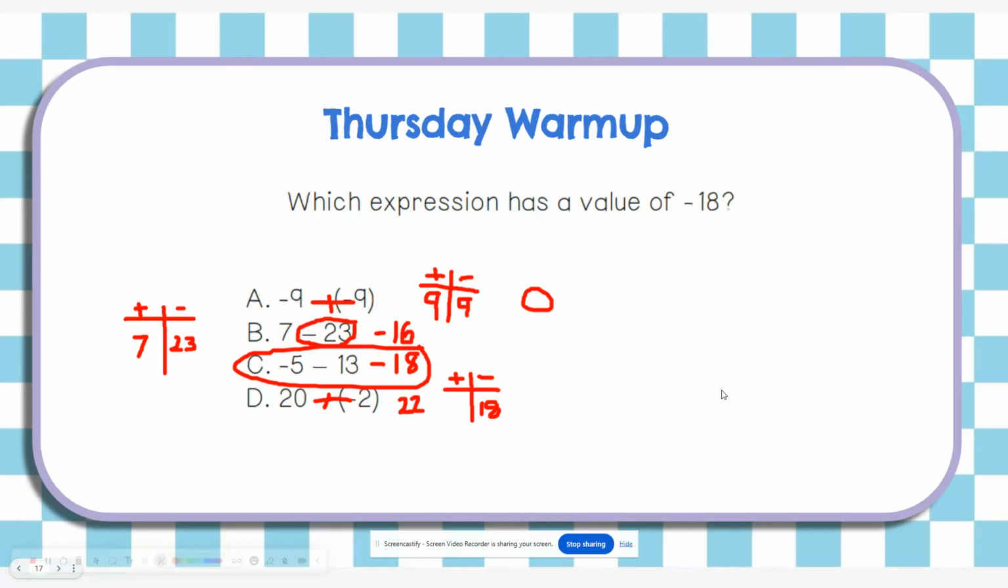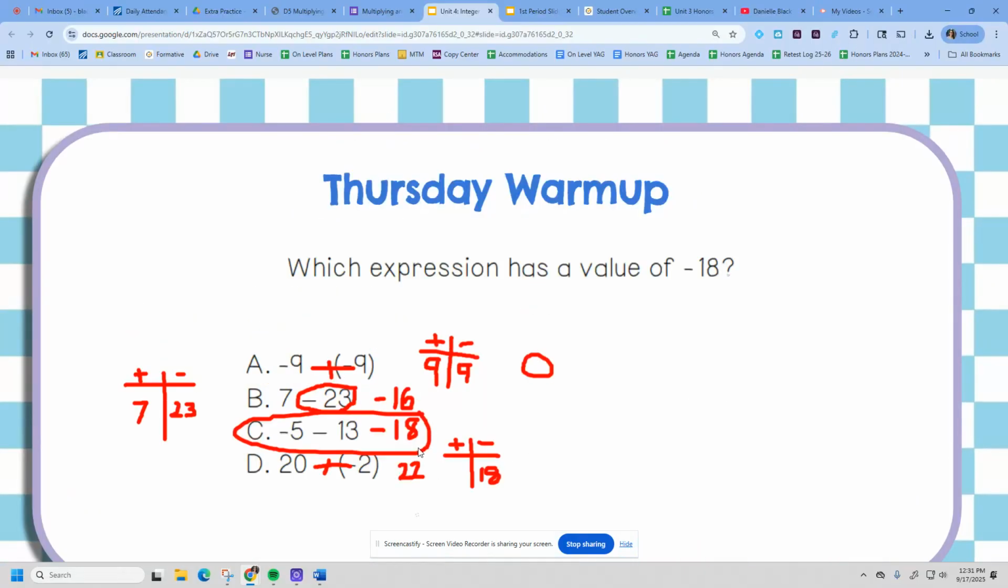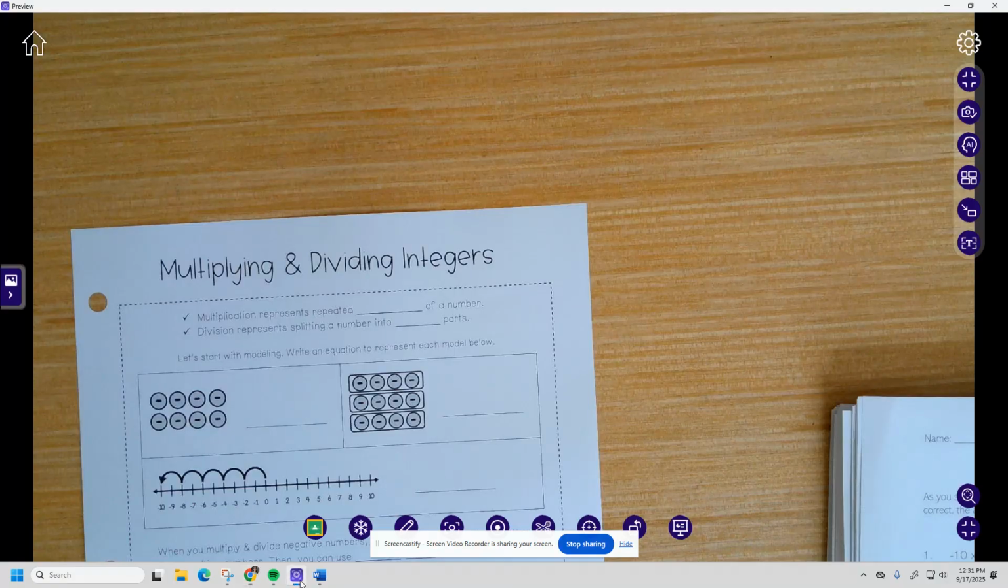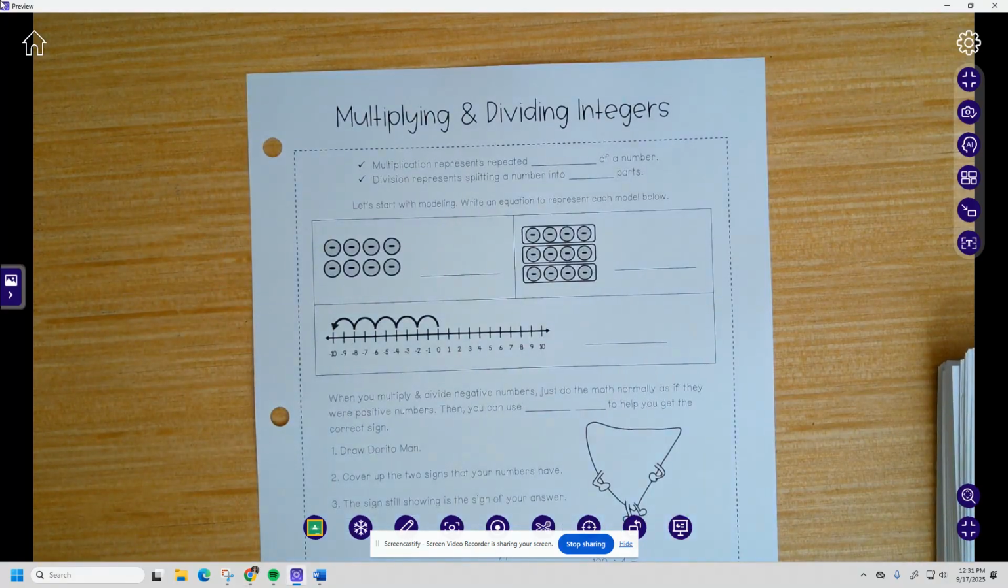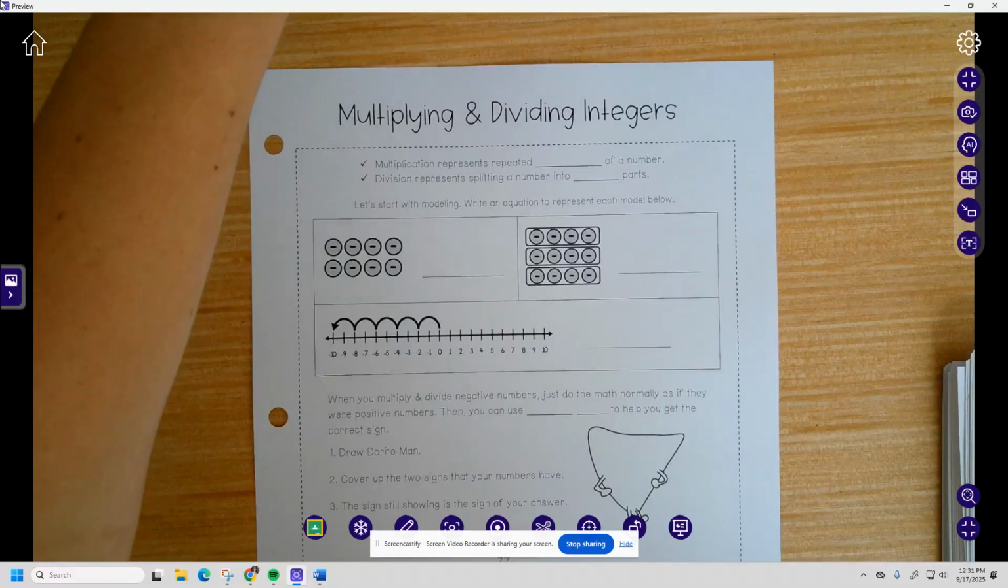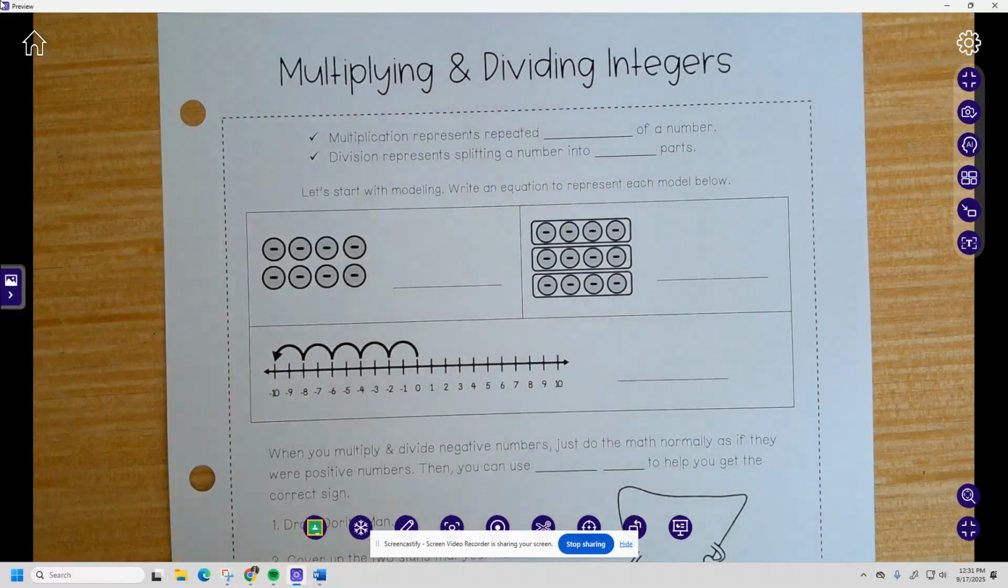Alright, so we spent the last couple of days working on adding and subtracting integers using the scoreboard method. And today we are going to move on to multiplying and dividing. So get your notes out in front of you. And we're going to start with multiplication.